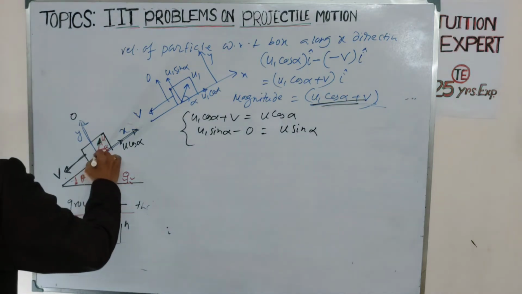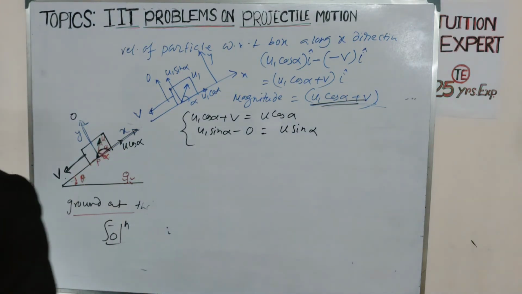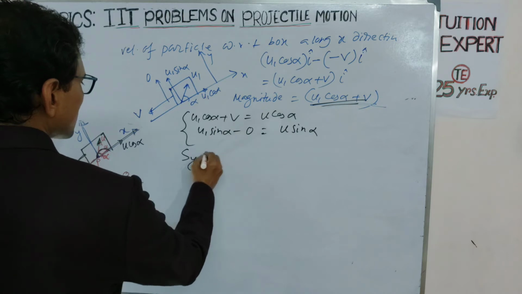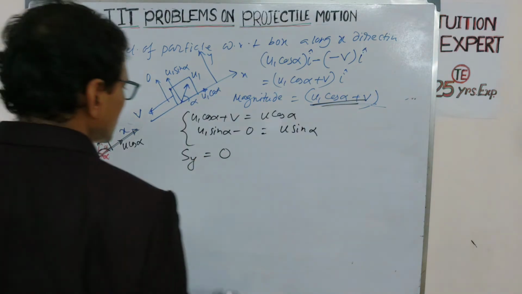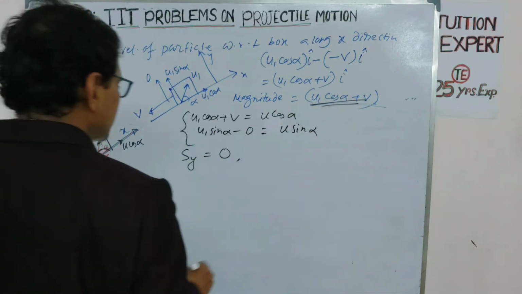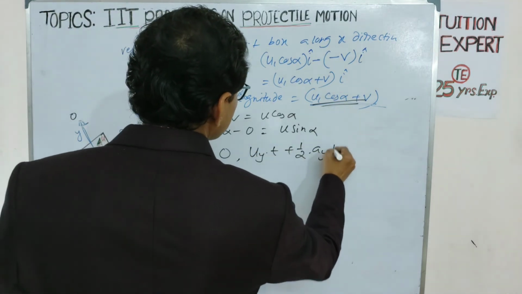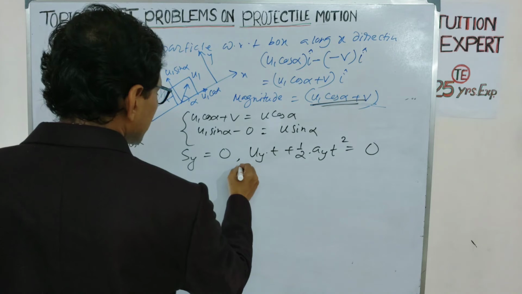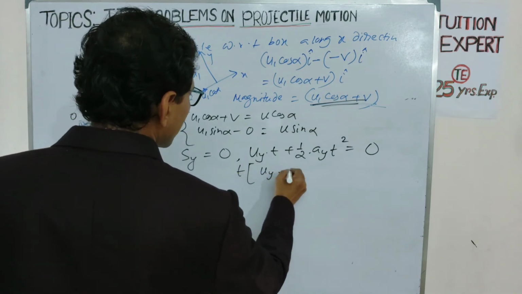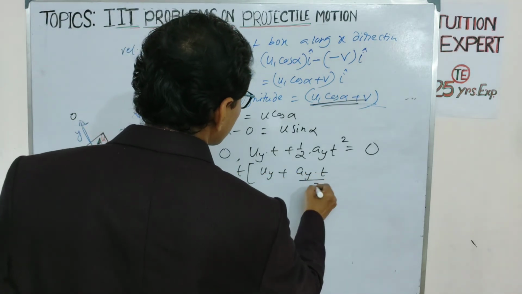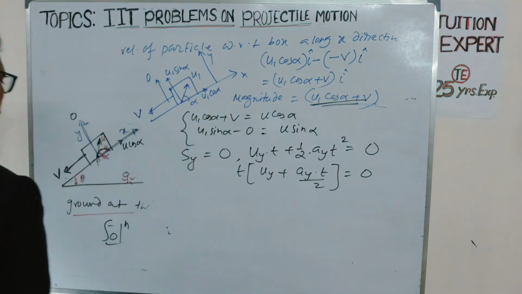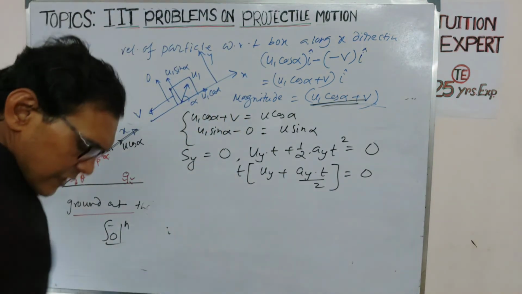To find the range PQ, we know that for Sy equal to 0, we can easily write uy into t plus half ay t square equal to 0. So take t common: uy plus ay t by 2 equal to 0. Now we have to resolve the acceleration component.